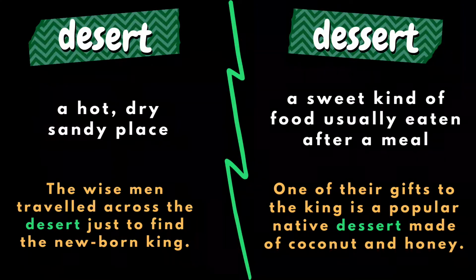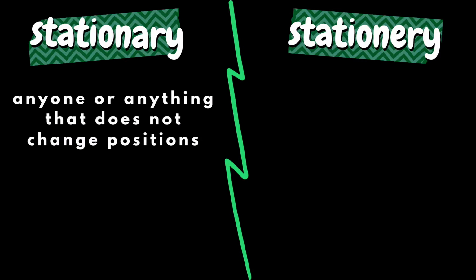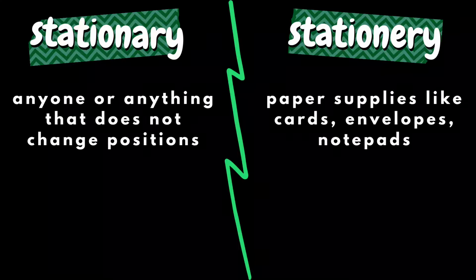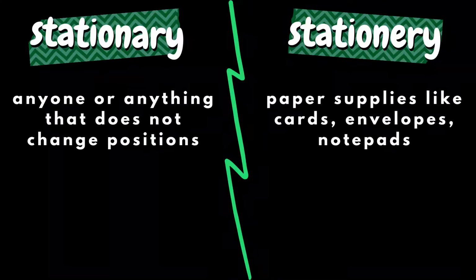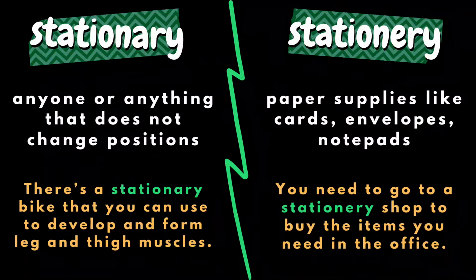The 12th pair is stationary and stationery. Stationary refers to anyone or anything that does not change positions. Stationery refers to paper supplies like cards, envelopes, notepads, and more. Notice these examples. There's a stationary bike that you can use to develop and form leg and thigh muscles. You need to go to a stationery shop to buy the items you need in the office.